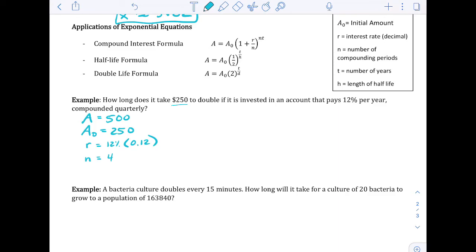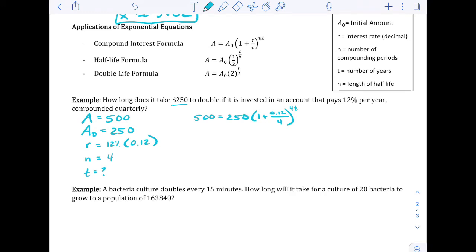And then finally, t is what we're trying to find out. t is what we don't know. It says how long was it invested for? So how many years? So let's put that all into the formula. So that's the top formula. A is equal to 250, 1 plus 0.12 divided by 4, all to the power of 4t.